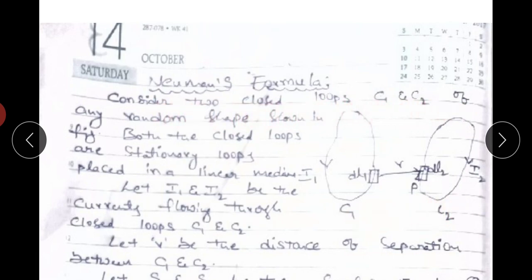Here C1 and C2, two closed loops, any random shape as shown in figure. Both the closed loops are stationary loops. These two are stationary loops placed in a linear medium. For a linear medium, the mutual inductance between first circuit to second circuit and second circuit to first circuit is same.